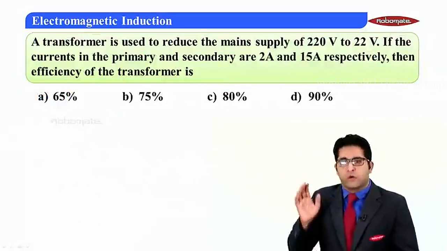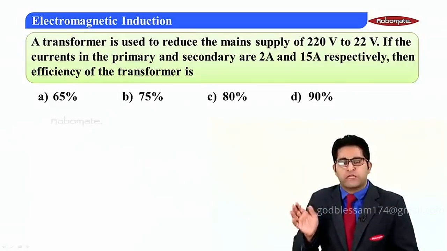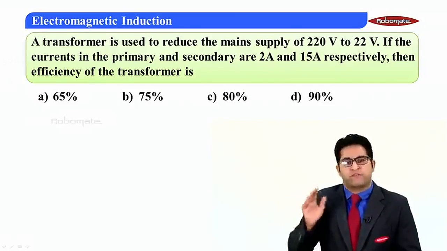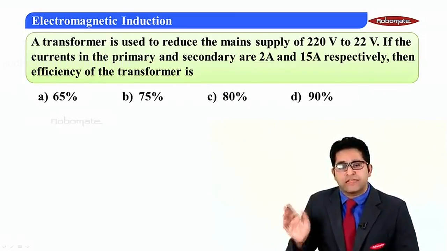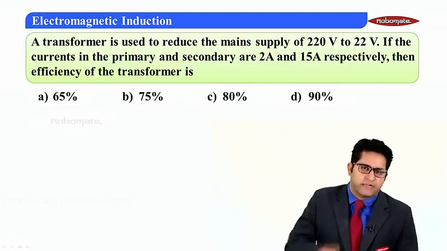Now let us move further. Over here we are provided with a transformer which reduces the main supply from 220 volts to 22 volts, and the currents in the primary and secondary coil are 2 ampere and 15 ampere. We are supposed to calculate the efficiency of the transformer, and the options are 65%, 75%, 80% and 90%.